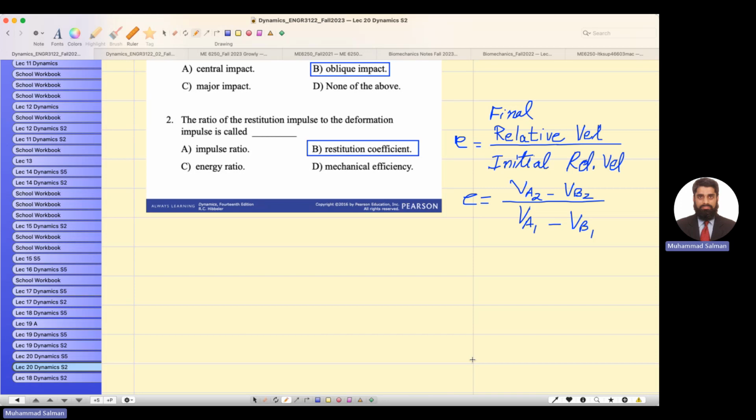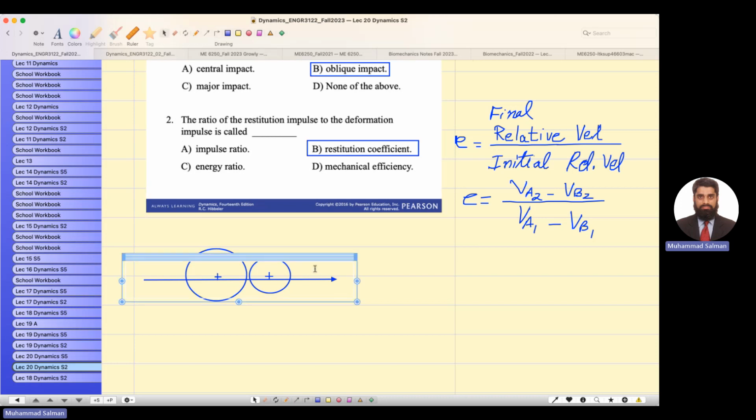When there is an oblique impact, you will always find the velocity component which is along the line of impact. The line of impact is the line where both centers are joined. For example, if this is one particle and this is another particle, the line of impact is the line joining their mass centers.